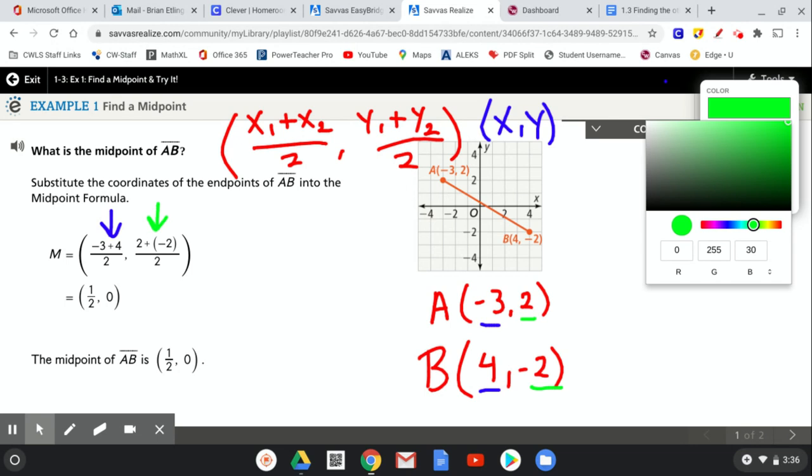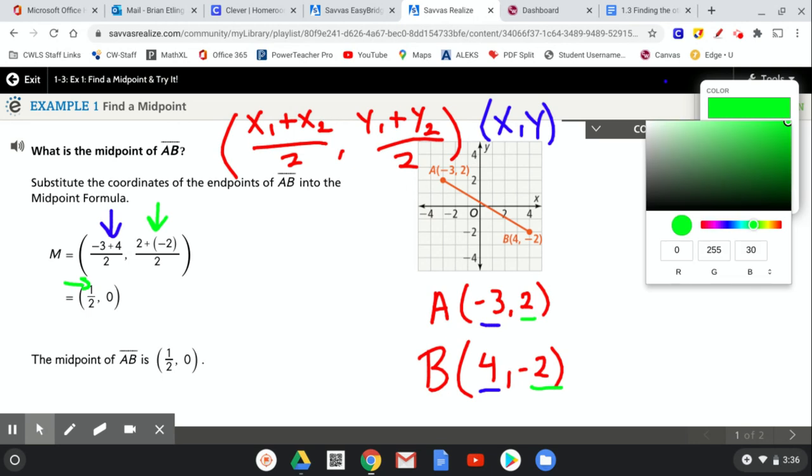And since we're adding, we can add in any order we want. So if we did -2 plus 2, or 4 plus -3, it doesn't matter. We're still going to get the same answer. Addition is commutative, so you can add in any order that you want to. Once we add these up and divide by 2, -3 plus 4 is going to give us 1. So that is where they're getting the 1 right here. And it's divided by 2, so that gives us a fraction of 1/2.